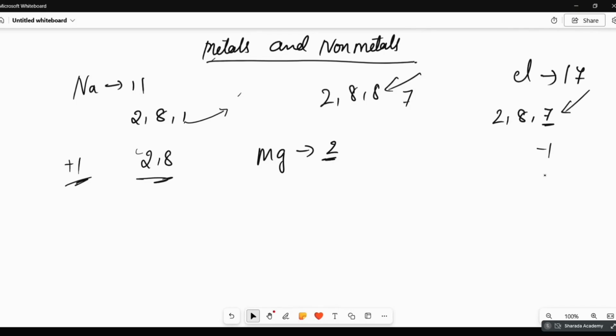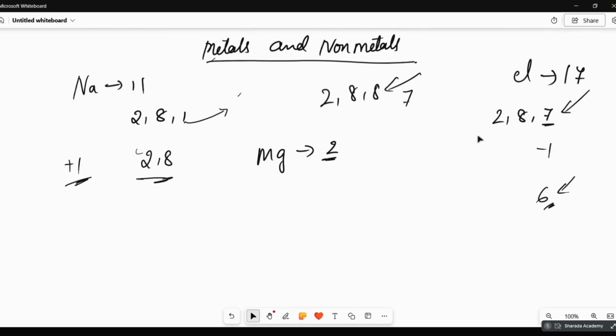If you take oxygen, it is also a non-metal. In the outermost orbit, it has 6 electrons, so it can easily take 2 electrons like that. So metals are electropositive in nature, whereas non-metals are electronegative in nature. This is also one characteristic from which we can bifurcate metals and non-metals.